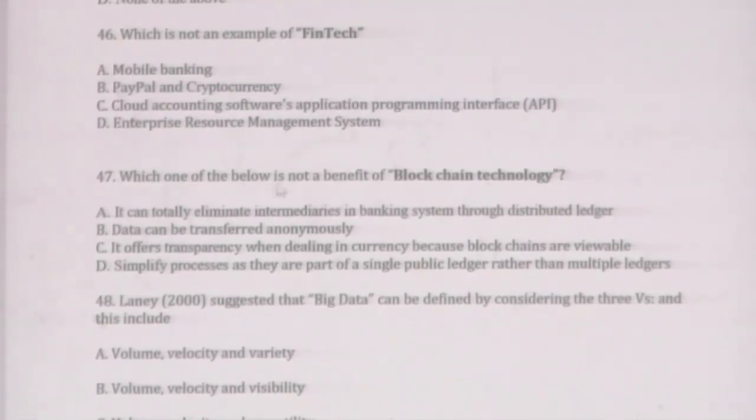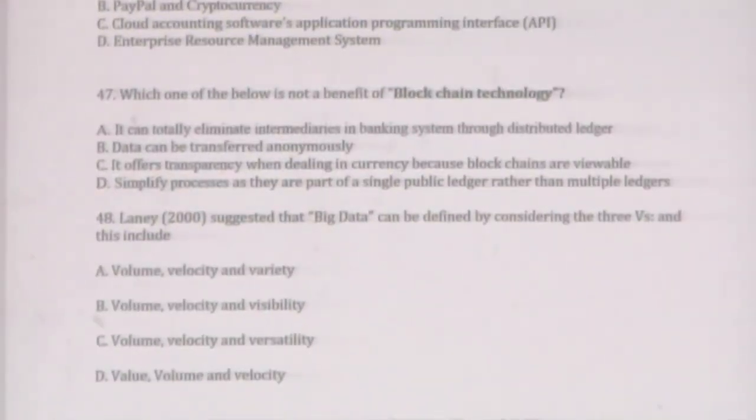Which of the following is not a benefit? Then the answer is A. Let us look at the others. Data can be transferred anonymously, yes. It offers transparency when dealing with currency because blocks are viewable, yes. It simplifies the process as a part of a single public ledger rather than multiple ledgers. One block, everybody can be a user. Answer is A.